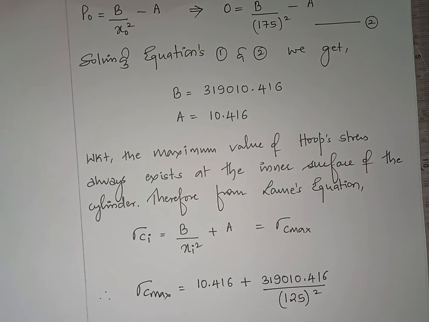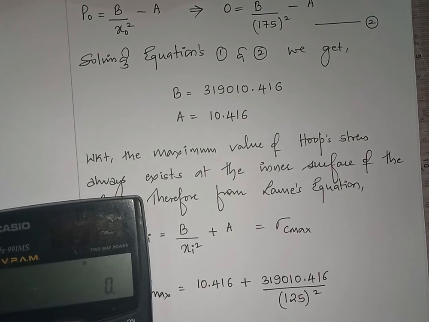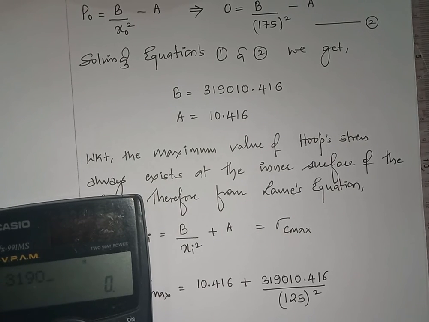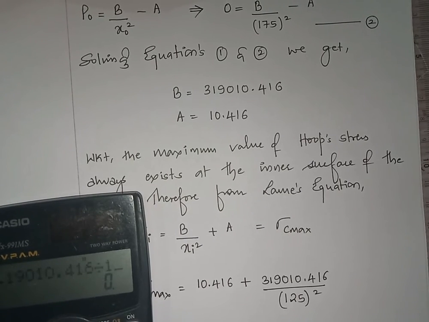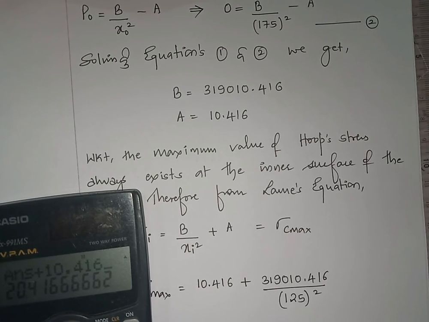So sigma C max, let me calculate. I'll reset this. So it is 319010.416 divided by 125 square plus 10.416.